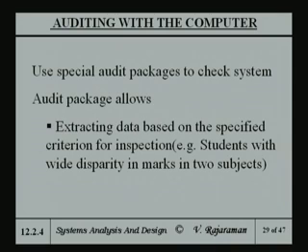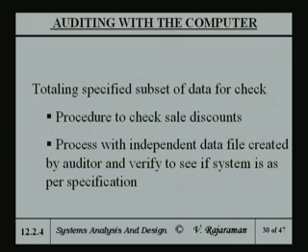So for such discrepancies, the audit package will actually do a filtering job based on certain criteria, and that will also be specific to an application. Based on that, the program is run on the machine and it brings out the appropriate records. Totaling a specified subset of data for checking. Again, the subset is not known to anybody except the auditor. A procedure which says: check sale discounts, process with an independent data file created by the auditor, and verify to see if the system is as per specification.